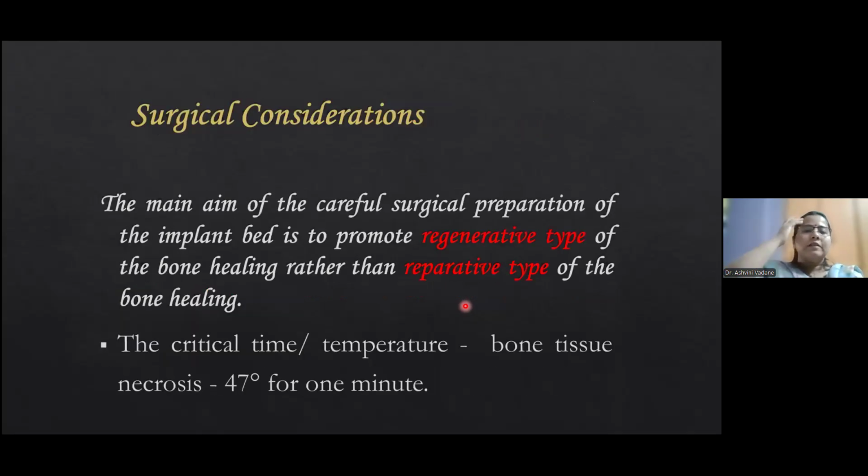And what surgical considerations do we have to take into account? The main aim of the careful surgical preparation of the implant bed is to promote the regenerative type of bone healing rather than the reparative type of bone healing. Okay, the motto is to promote the regeneration. The critical temperature for bone tissue necrosis is 47 degrees for 1 minute.